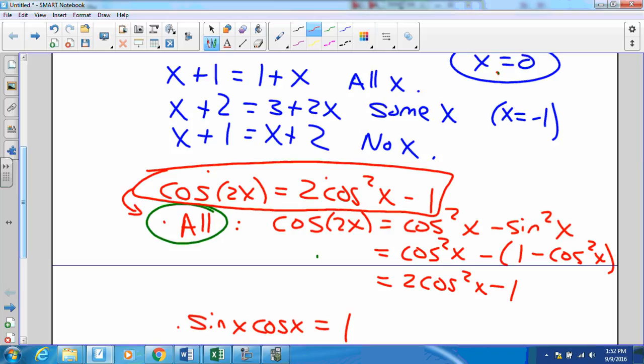We do proofs the same way every time. Start with the left side, get it to look like the right side. So we start with the left side. The double angle identity for cosine gives us that. The Pythagorean identity for sine squared gives us that. We simplify and get that. So we have now proved that this equals that.